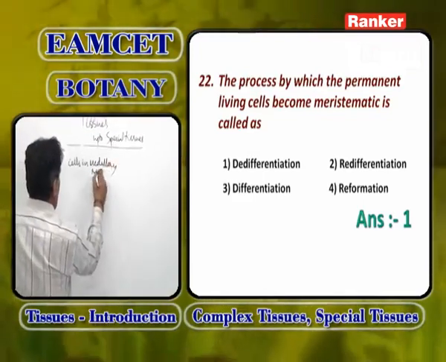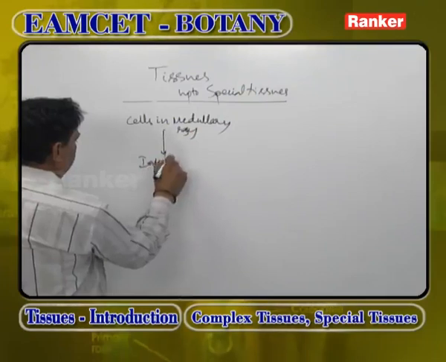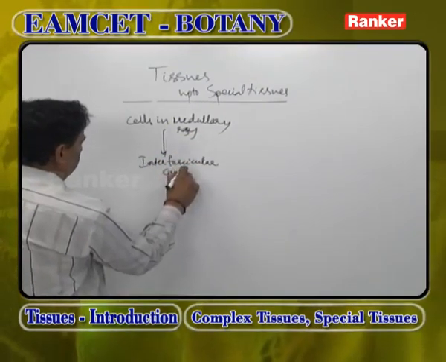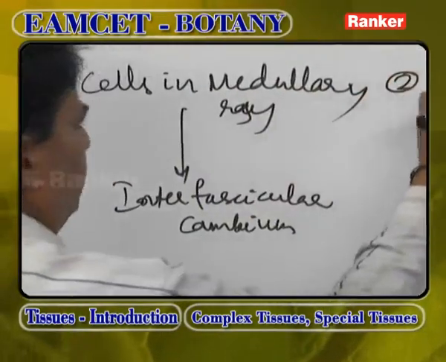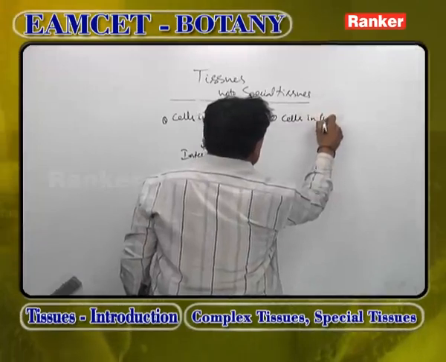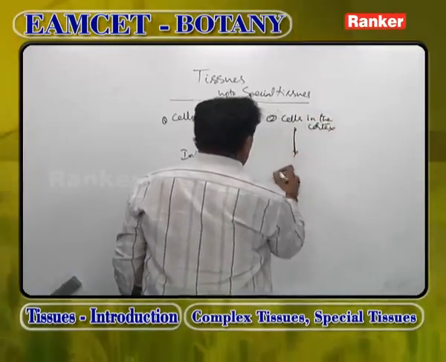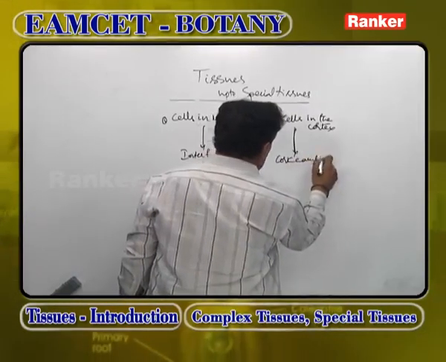Cells in the medullary ray undergo dedifferentiation and produce interfascicular cambium. This is one example. Second, cells in the cortex, either in the center or at the base, undergo dedifferentiation and produce cork cambium.